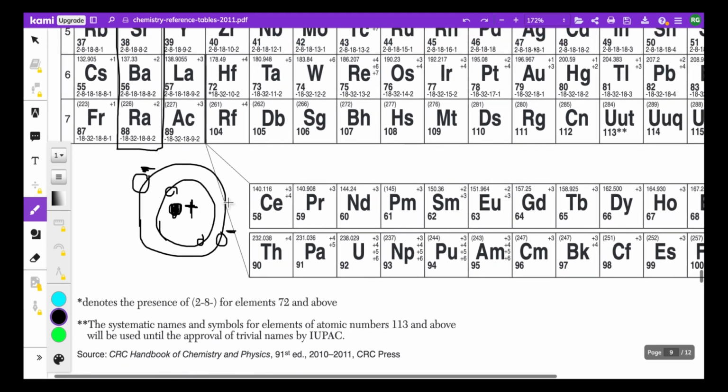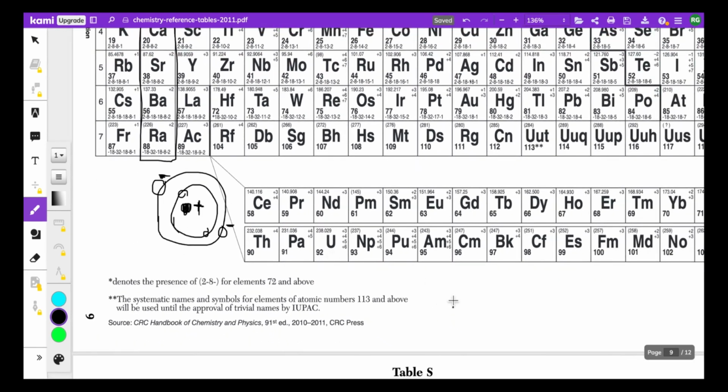And compare this to a super big atom. We have positive protons in the nucleus, and imagine if the atom was super big like this.